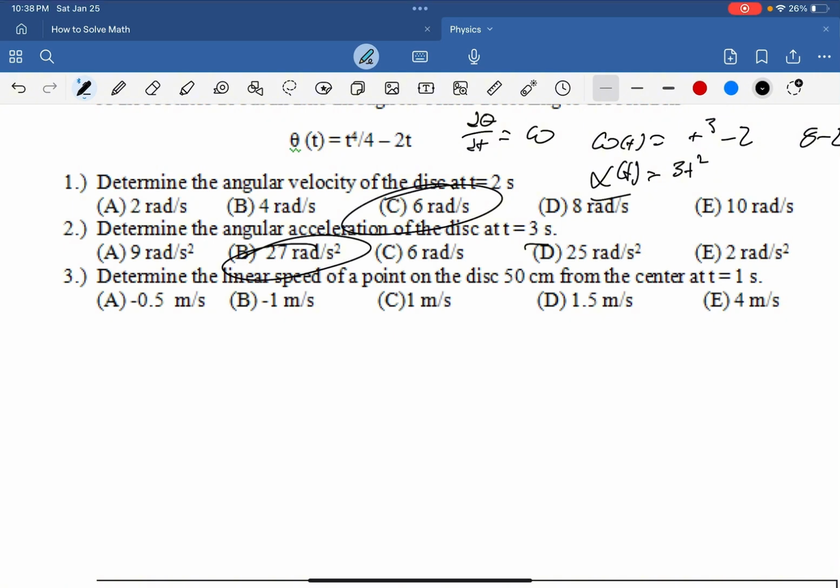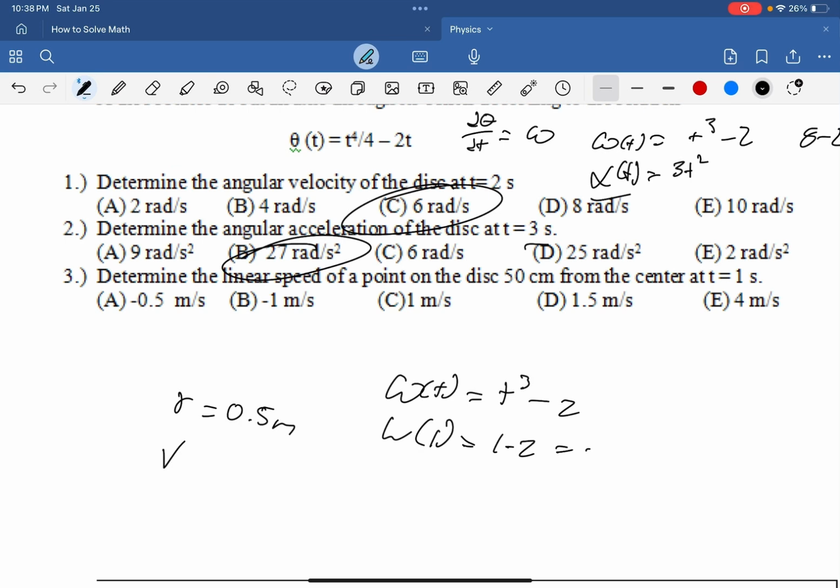So determine the linear speed of a point on the disk 50 centimeters from the center at t equals 1 second. So r is equal to 0.5 meters, and we are looking for v when we know it's 1 second. So let's find omega of t. Omega of t is, once again, t cubed minus 2. So omega at 1 second is just 1 minus 2, which is equal to -1 radians per second.